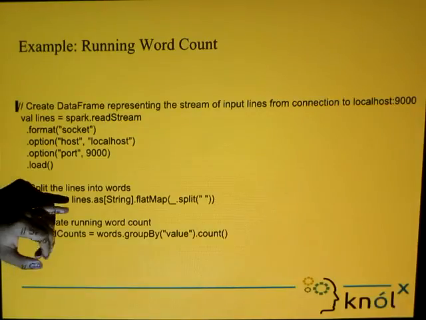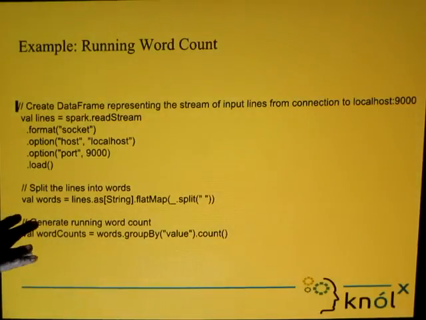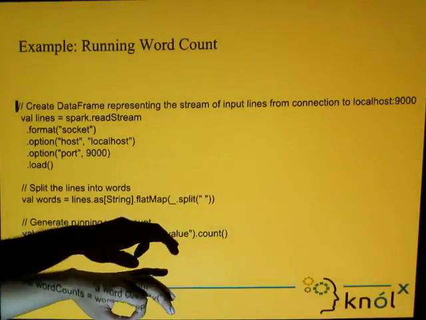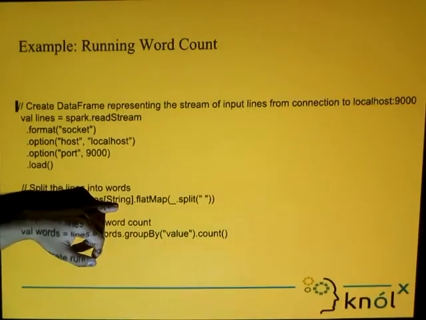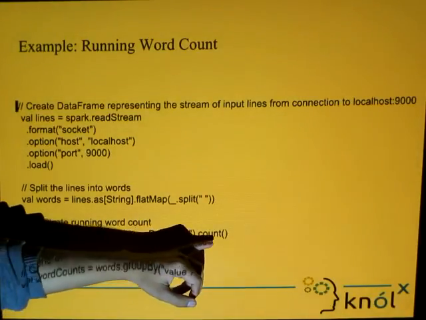Now this is a dataset of string, and we are going to generate the running word count. So we are going to group by value. By default the dataset of strings will be an infinite set of rows named as value, and we have performed a count.